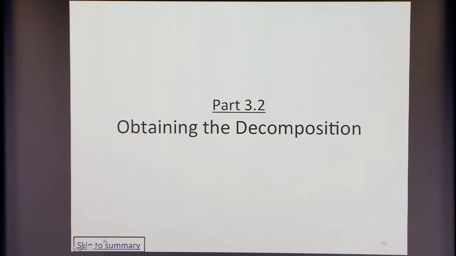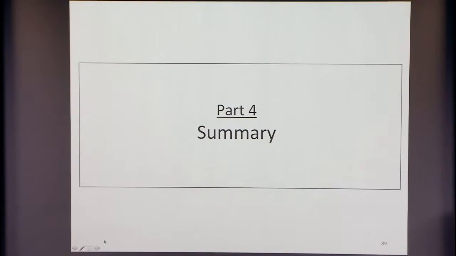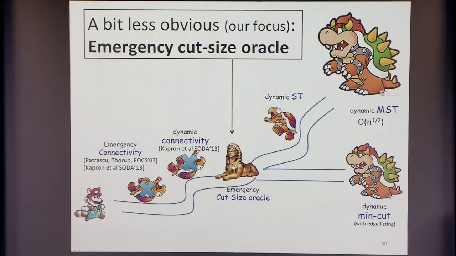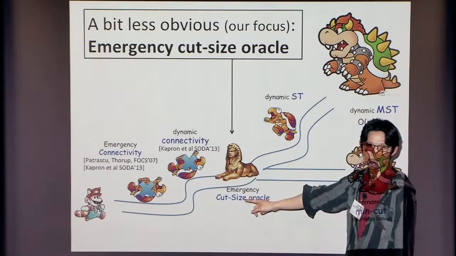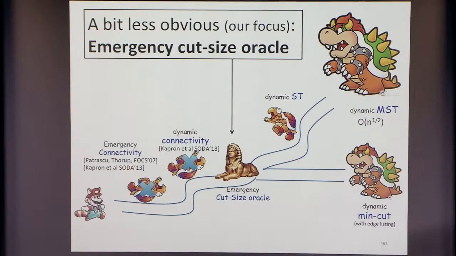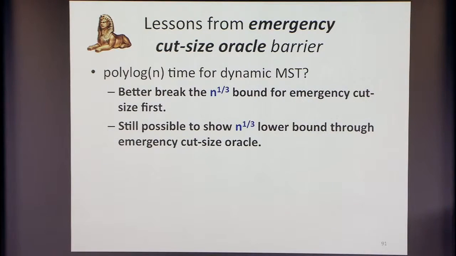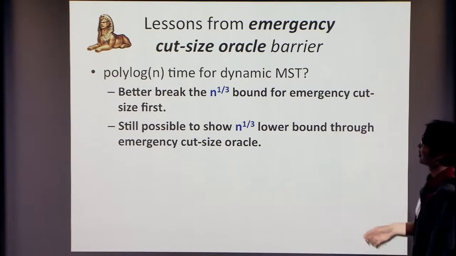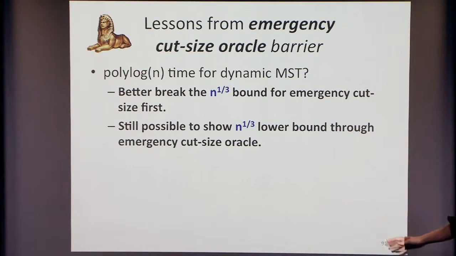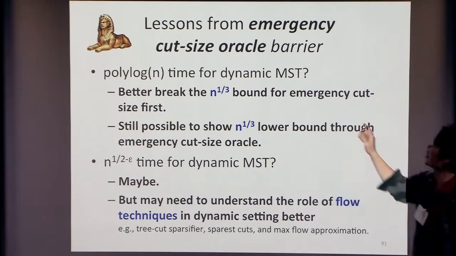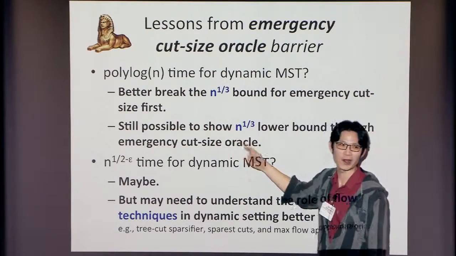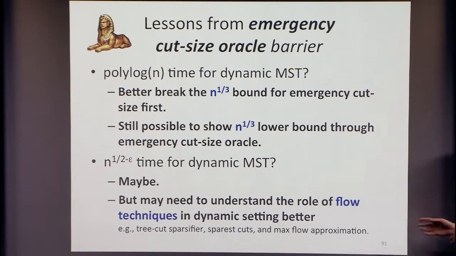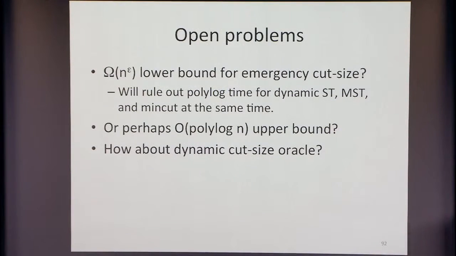I will just show you the picture that I showed in the beginning again. The whole talk is about this object, the emergency cut size oracle. Depending on how you interpret it, I would say it's an interesting object that we should study first if we want to attack dynamic minimum spanning tree. Whether you want to prove a lower bound or an upper bound, I think it's interesting from both points of view. And just a few open problems.